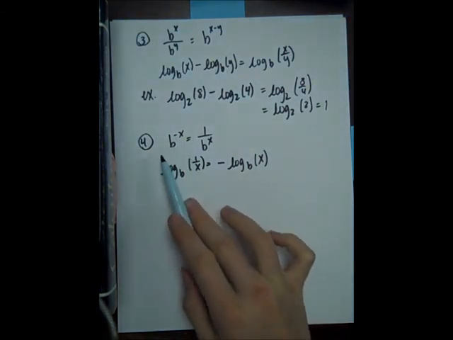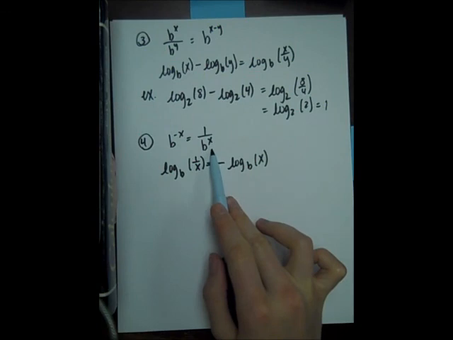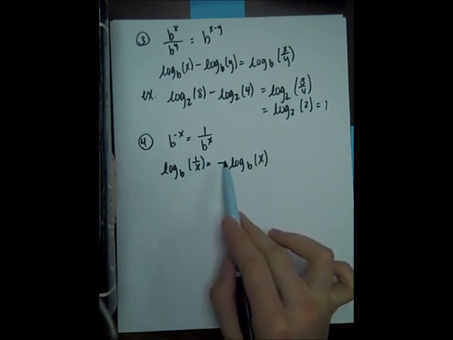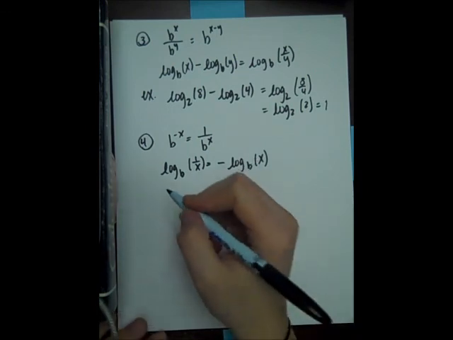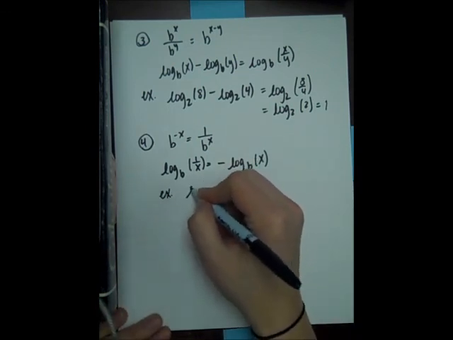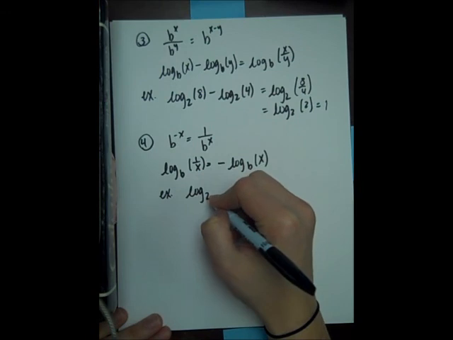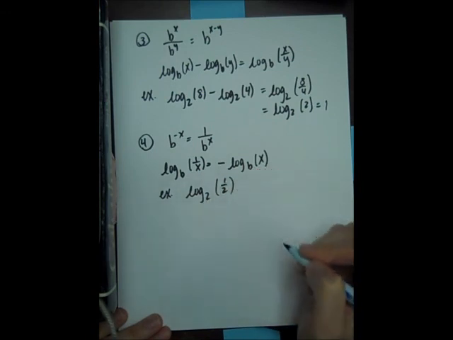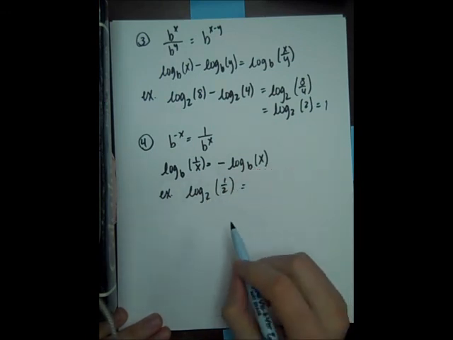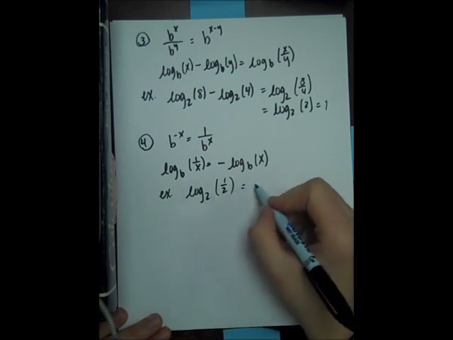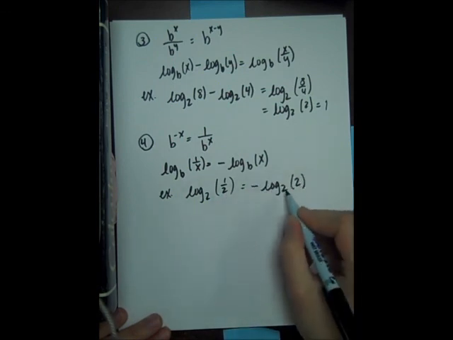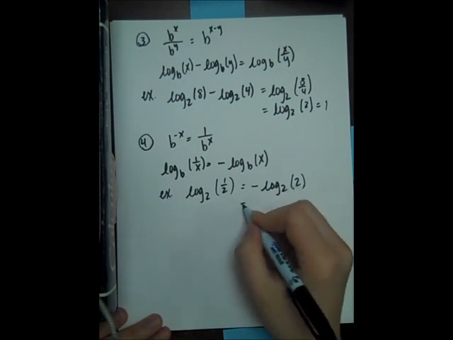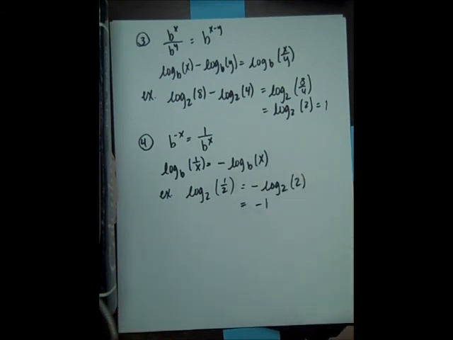So from the exponential, when we move this into the denominator, this is kind of like using the quotient. I can just move the negative out front and rewrite my x. So, for example, log base 2 of 1/2. Here my x is 2, so this is negative log base 2 of 2. Well, I know log base 2 of 2 is 1. We did that before, so this is negative 1.